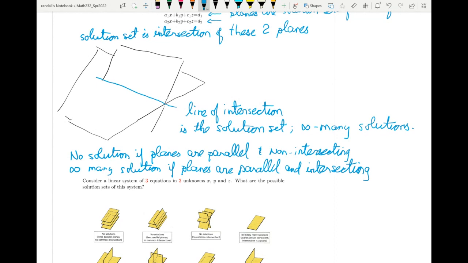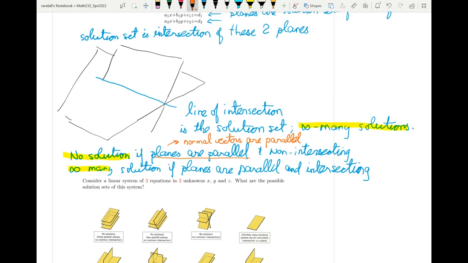So in the situation of two planes in three dimensions, we have the possibility of infinitely many solutions, this one here. We have the possibility of no solution if the planes are parallel and non-intersecting, or infinitely many solutions. I just point out here because I'm using a term: planes are parallel. This has to do with the normal vectors. You can tell if two planes are parallel by looking at their normal vectors. Are they parallel?